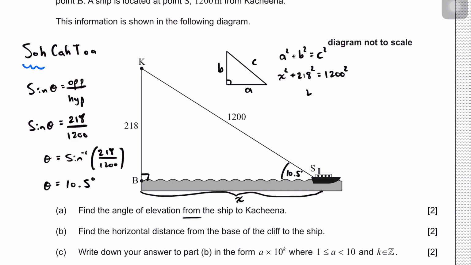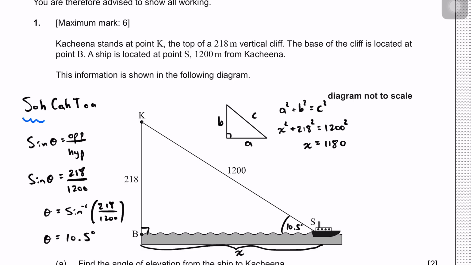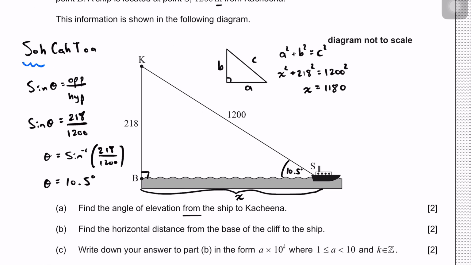So x is equal to 1180, and this is already in 3 significant figures, and we are in meters, yeah. Okay, not too bad.